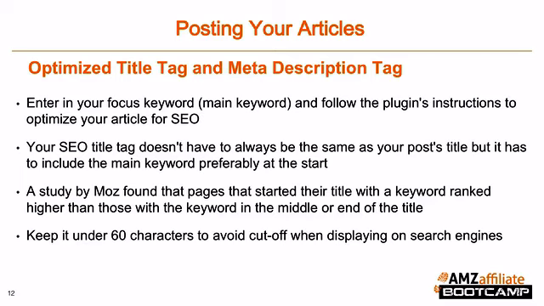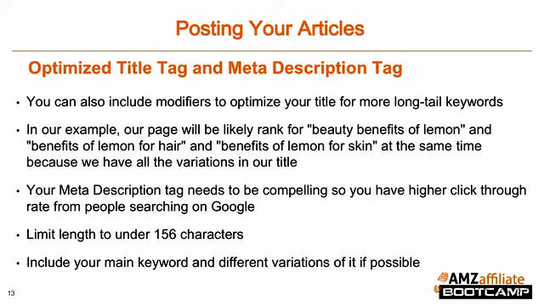You'll also want to keep it under 60 characters to avoid cutoff when displaying the title on search engines. You can also include modifiers to optimize your title for more long tail keywords in addition to your main keyword. In our example above, our page will likely rank for beauty benefits of lemon and benefits of lemon for hair and benefits of lemon for skin at the same time because we have all the variations in our title in addition to our core keyword that we're actually trying to rank for intentionally.